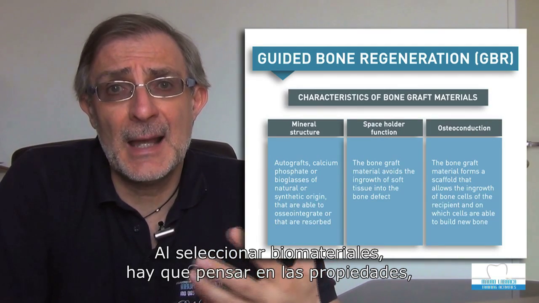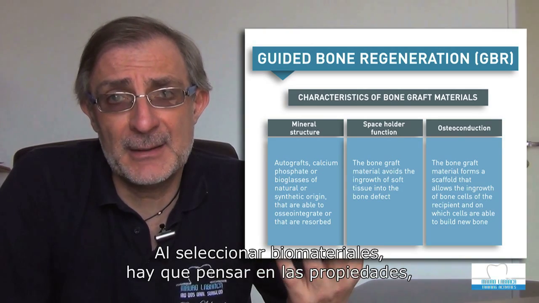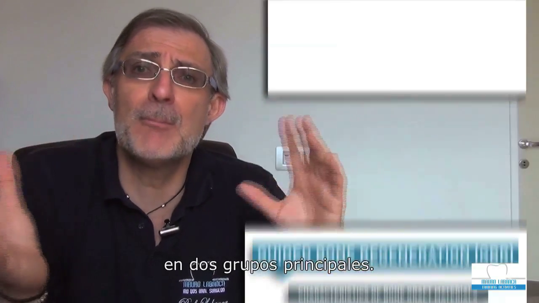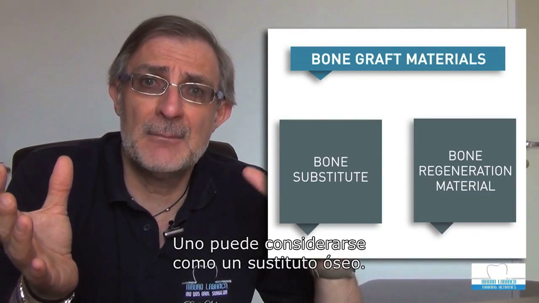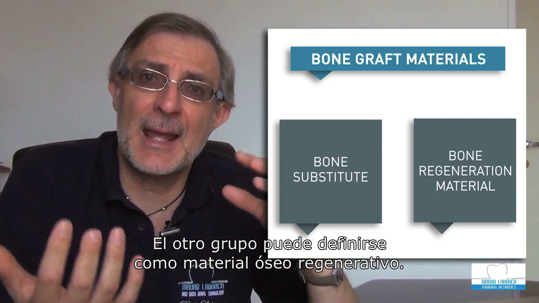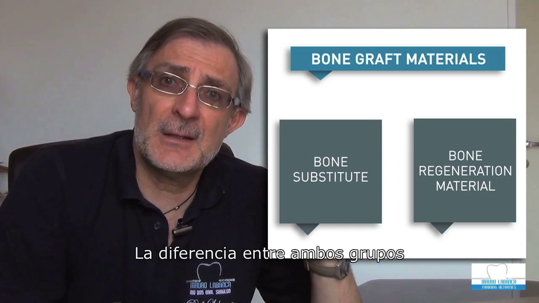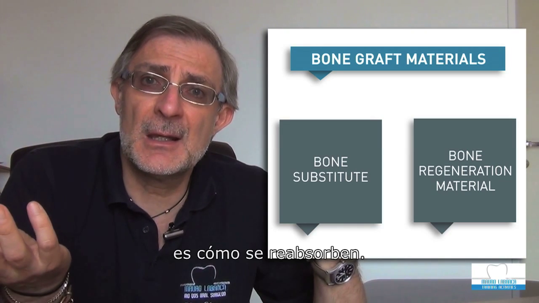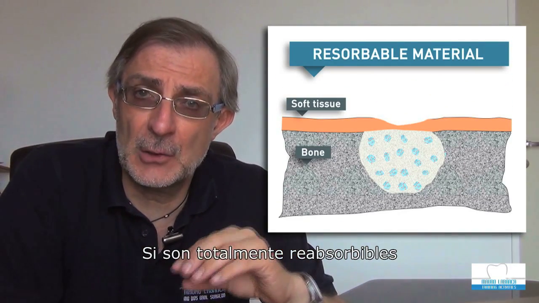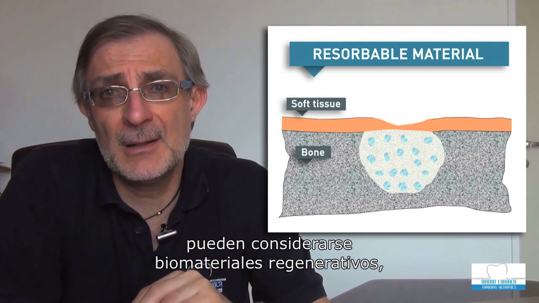When we select our biomaterials, we have to think about their properties, and according to that we can define biomaterials in two main groups. One can be considered a bone substitute. The other group can be defined as a bone regenerative material. The difference between those two groups is how they are resorbable. If they are totally resorbable, they can be considered as regenerative biomaterials.